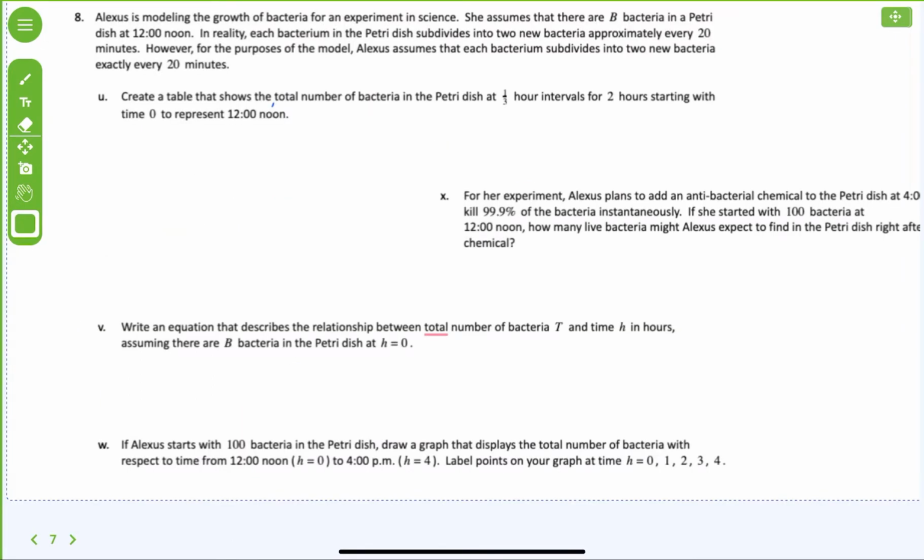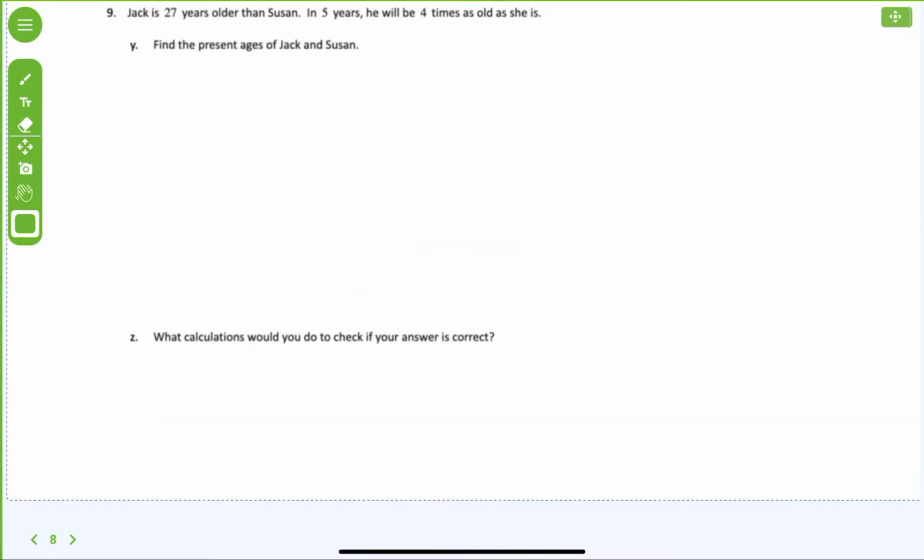Now, 8 says, let's skip 8. Don't do 8. You don't have to worry about doing 8. Okay? Yes, so now let's do 9.